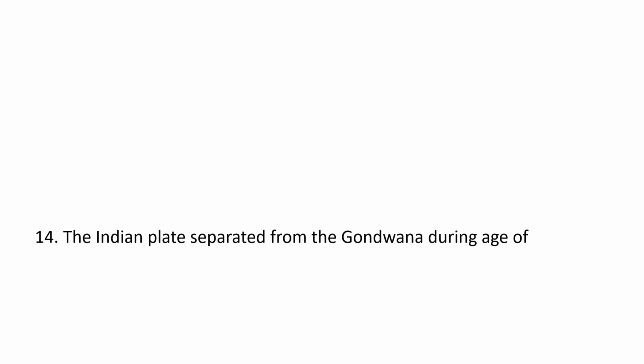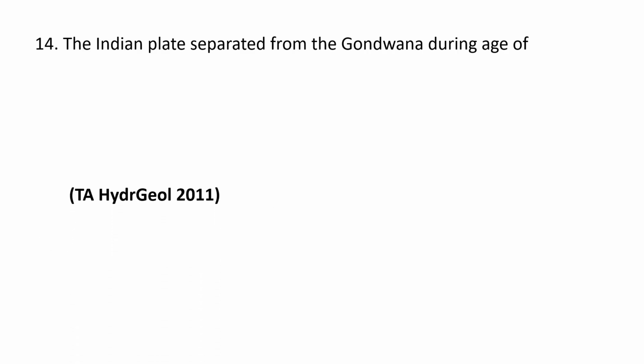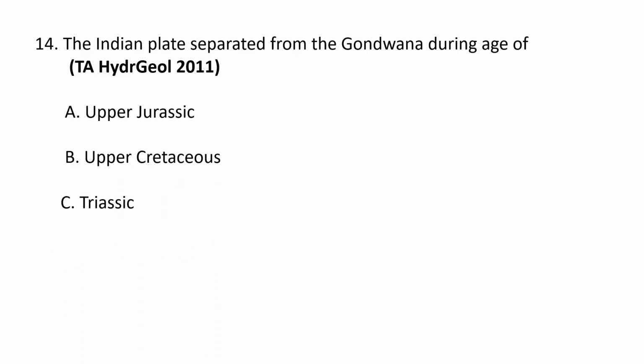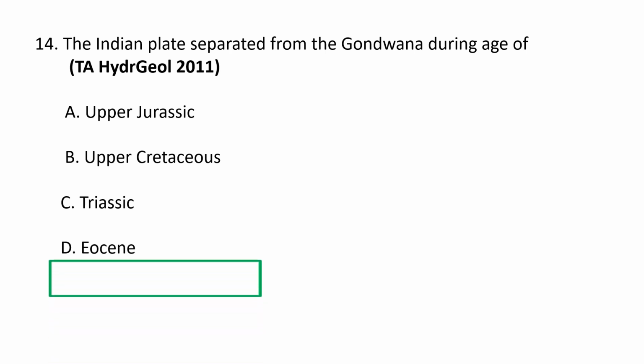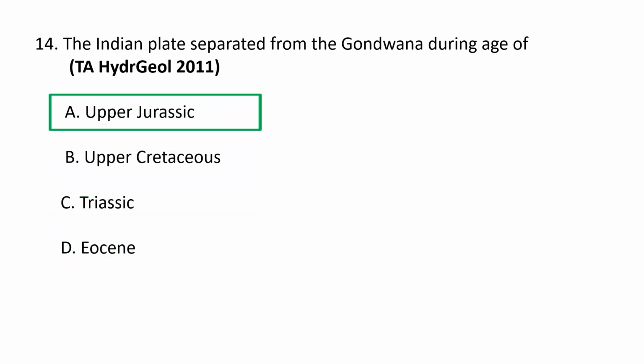Next question. The Indian plate separated from the Gondwana during the age of A. Upper Jurassic, B. Upper Cretaceous, C. Triassic, and D. Eocene. The Indian plate separated from the Gondwana during the age of Upper Jurassic. The breakup of Gondwana began in the early Jurassic around 167 million years ago. So A. Upper Jurassic is the correct option.